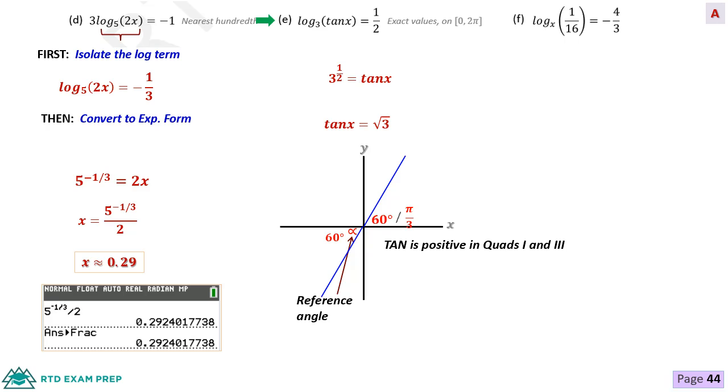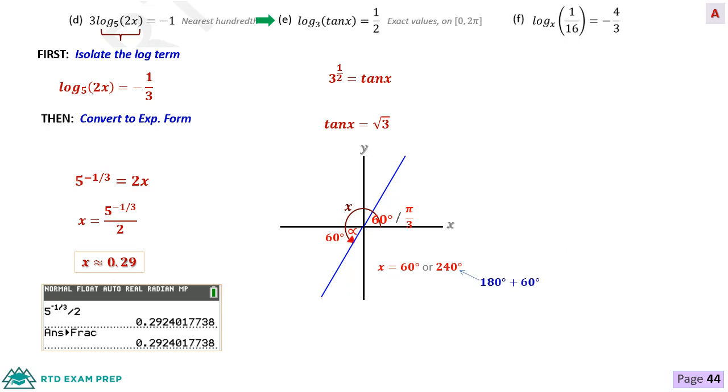Tangent is positive in quadrant 1 because both the x and y coordinates are positive, which is to say the opposite and adjacent sides. And tangent is positive in quadrant 3 where both the x and y values are negative, so opposite over adjacent is negative over negative. So we can determine that our rotational angles are 60 degrees in quadrant 1 and 180 plus 60 degrees, which gives 240 degrees in quadrant 3. Converting these into radians, we see that we have 1/3 of pi and 4/3 of pi.